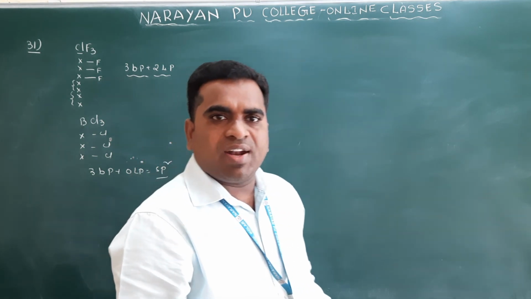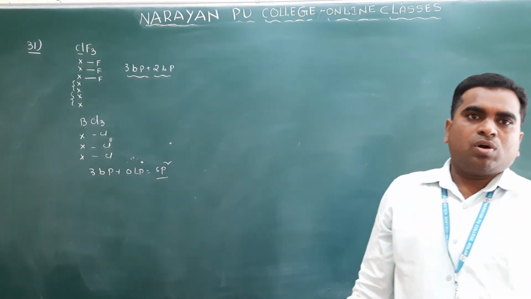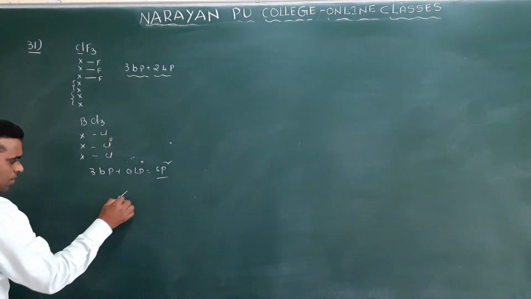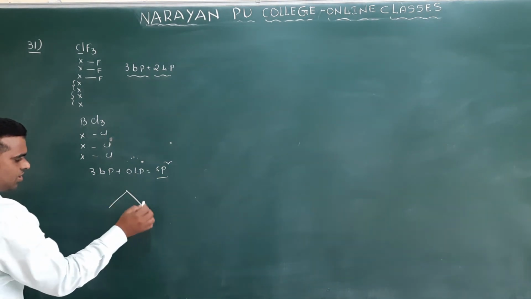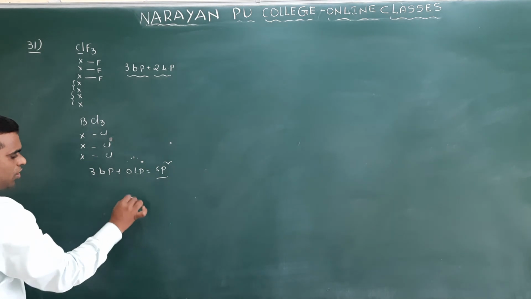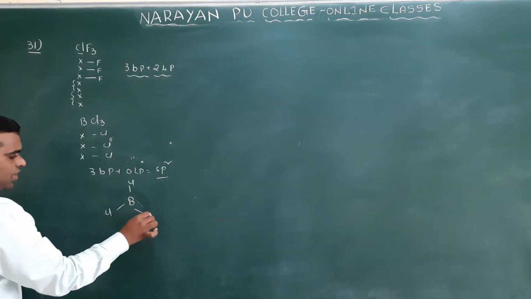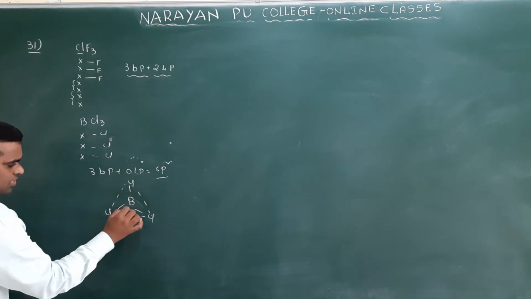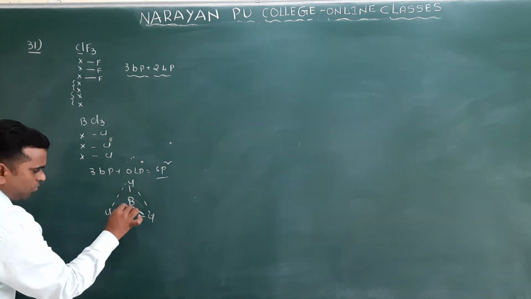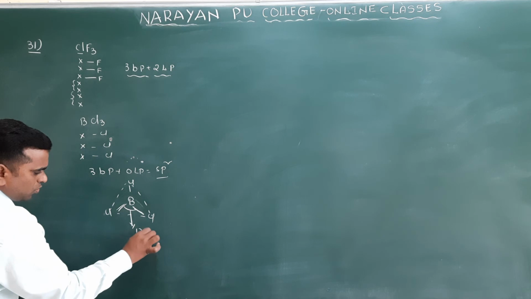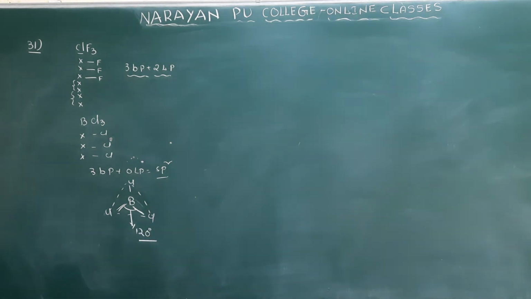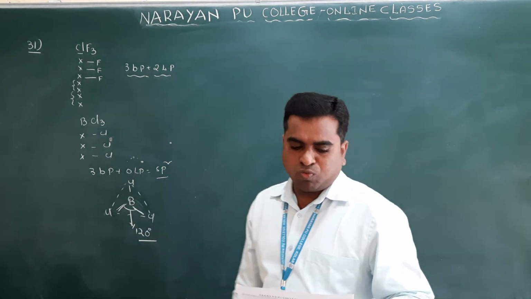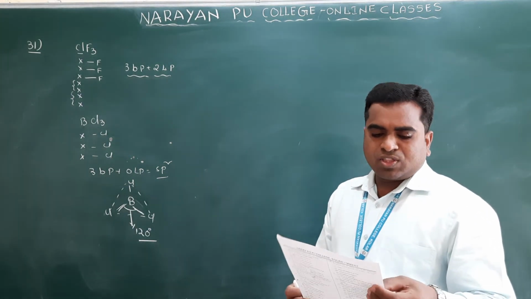sp2 means what is the shape? Trigonal planar. When it is trigonal planar, what is the angle here? This is trigonal planar: boron, chlorine, and one more chlorine. Trigonal planar. So what is the bond angle here? Here the bond angle is 120 degrees. So for question 31, option 4 is the correct one.